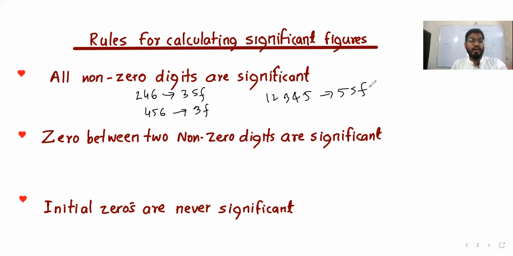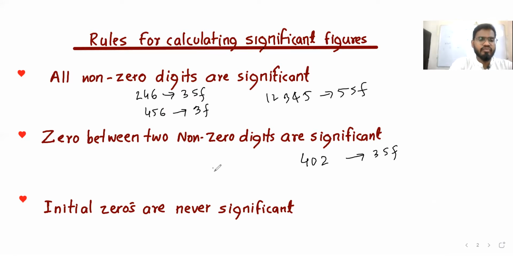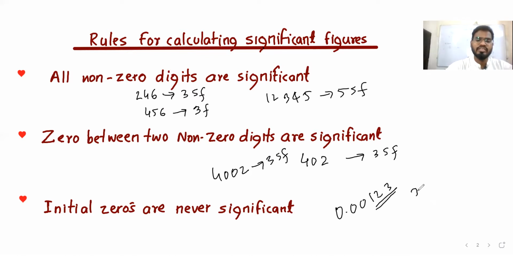All non-zero digits are significant. A zero between two non-zero digits is also significant. It means if the zero is between two non-zeros, like 402, the significant digits are 3. 4002 has 4 significant digits. Now, initial zeros are never significant. What is the meaning of initial zeros? Initial zeros means, for example, 0.00123. So only 1, 2, 3 count, so 3 significant digits, right.